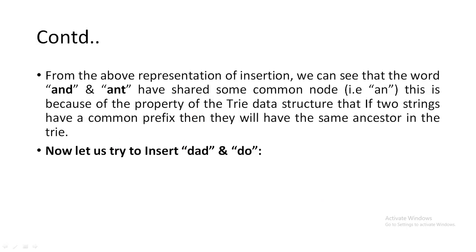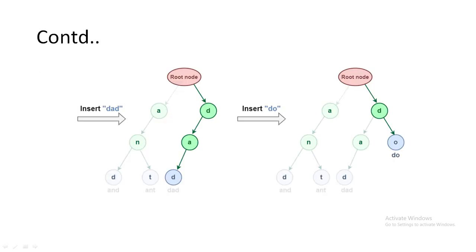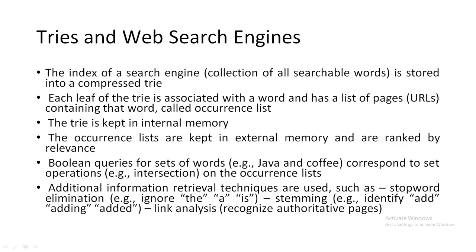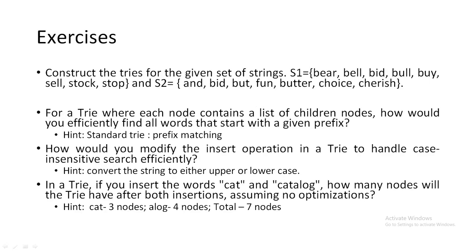That is the insertion. So DAD and DO, we can also do that. DAD: D is matched with the D for the second one, but O is compared with A, which means it is different, so we need to add a new one. Computers on the internet are identified by a unique 32-bit address, so we can represent it in the suffix trie, which can also be used in a web search engine. Each leaf of the trie is associated with a word and has a list of pages containing that word, called the occurrence list. This is how we maintain the occurrence information in a web search engine.